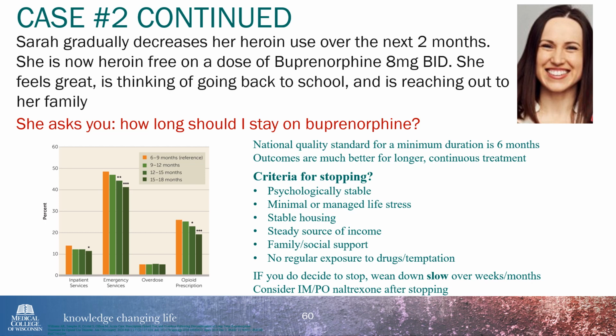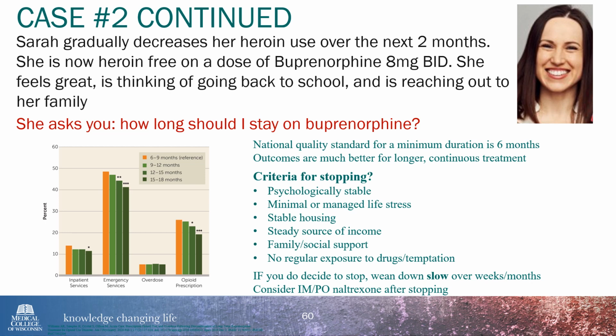So what are my criteria for recommending somebody stop? Is someone psychologically stable? Is their life relatively low stress or stress-free? Do they have stable housing? Do they have a regular source of income? Do they have good family and social support? Are they not in a situation where they're regularly exposed to drugs? Like no one's showing up in their house with heroin, or no one's selling heroin on the street corner in front of their home. Well, if they meet all of those criteria, then they're ready for a taper.